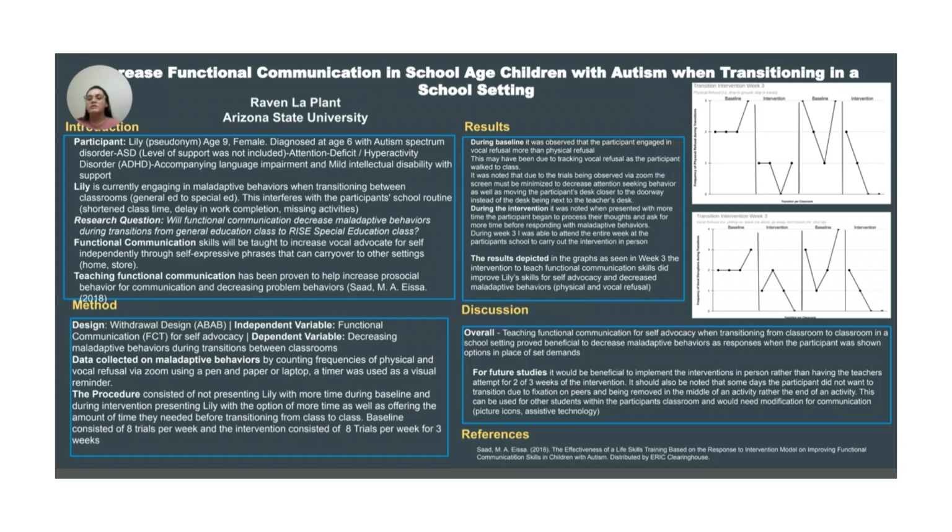The procedure consisted of not presenting Lily with more time during baseline, and during intervention presenting Lily with the option of more time, as well as offering the amount of time they needed before transitioning from class to class. Baseline consisted of 8 trials per week, and the intervention consisted of 8 trials per week, all for 3 weeks in total.